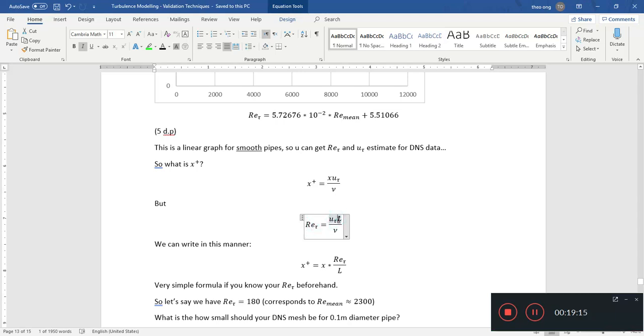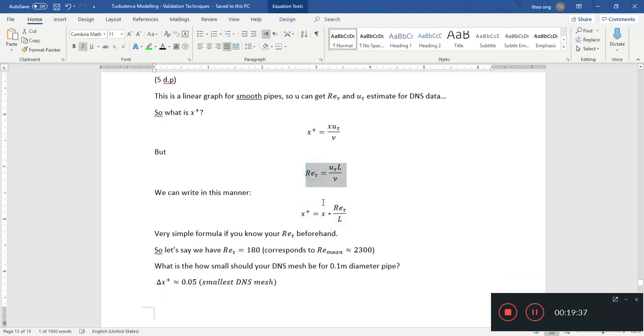As long as you know your length scale, which in this case for your friction Reynolds number is based on the pipe diameter, you can write it in this manner. For this u tau over nu, you just divide this equation throughout by L, and then you get Re tau over L equals u tau over nu. Then you can substitute this into this equation here, and you get x plus equals x Re tau over L. So now you have something you can really work on. You can just have a friction Reynolds number and the pipe diameter, and immediately you can find out what your wall scales are.